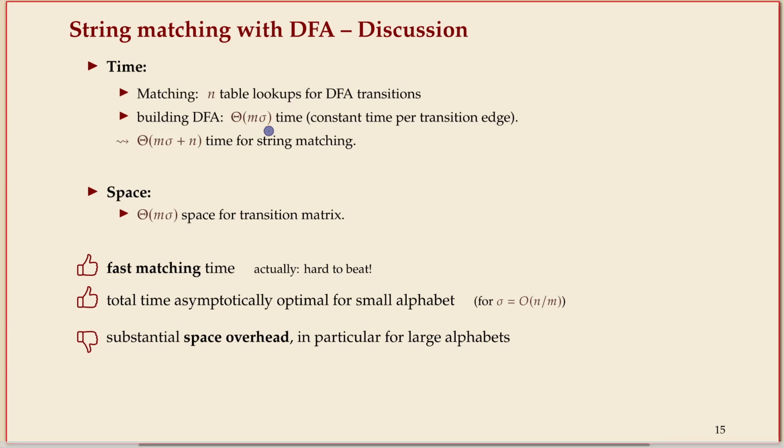So we need theta of m times sigma time, just because that's the size of the output. The table is that big, m times sigma. So if you add that up, the total time for string matching becomes m times sigma plus m. And also the space for the string matching automaton is the size of the table, essentially, and that's m times sigma. So that's very, very good for the matching time. If you build the pattern automaton once and use it many times, it's probably as good as it gets. But the space overhead can be big.